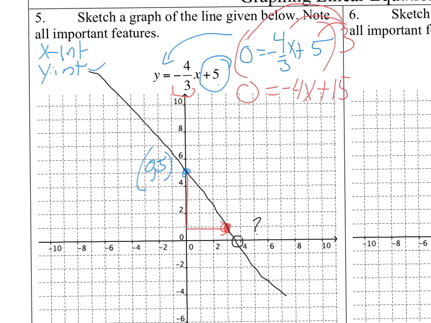Get the x by itself. 4x is equal to 15, which means x equals 15/4. Logically, 15/4 is a little bit less than 4, and that seems to be where we hit, so that's good. So 15/4, 0.